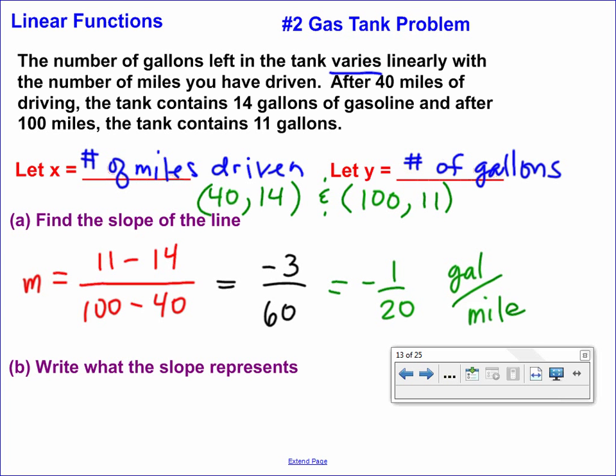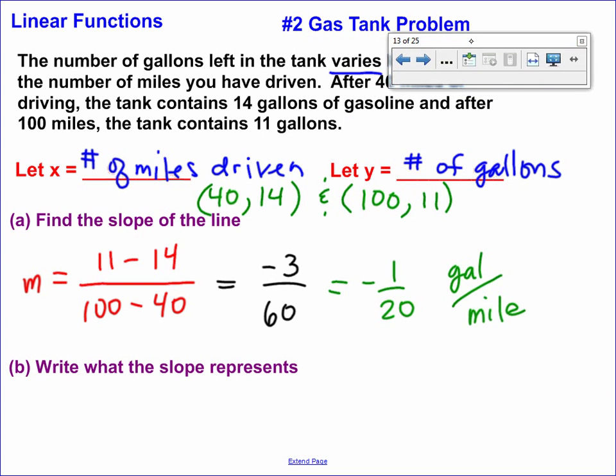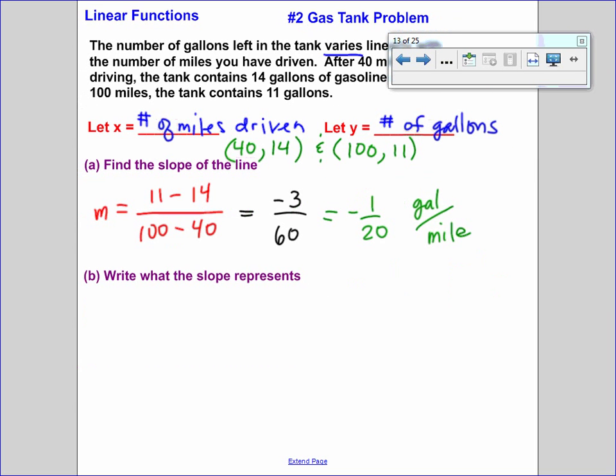It looks like the number of gallons in my tank is decreasing at a rate of 1/20 of a gallon for every 1 mile driven. Go ahead and write that down. So for every 20 miles that we drive, we go down 1 gallon. For every 1 mile we drive, we go down a 1/20 of a gallon. So let's tell what that slope number represents in the context.